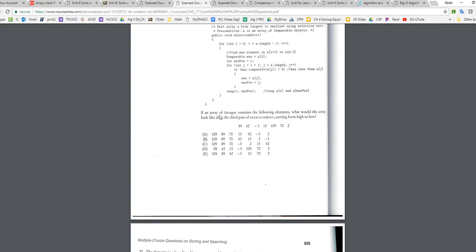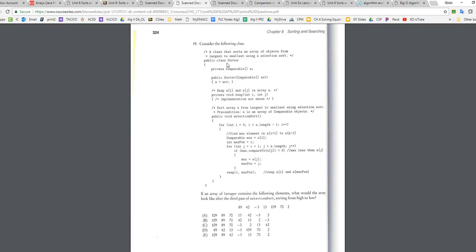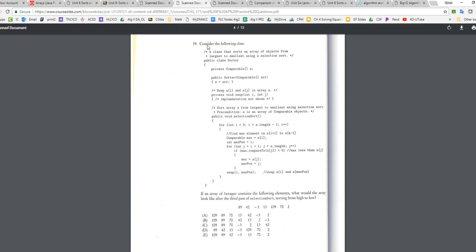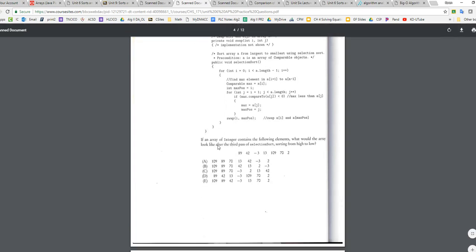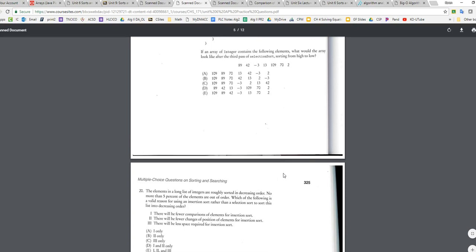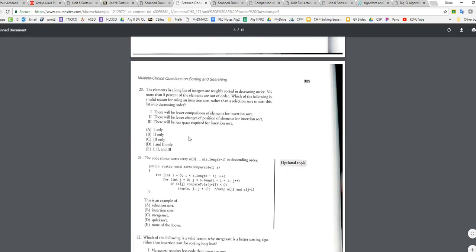a selection sort? And again, you don't have to know all of this code right here, and I don't know if that belongs to the same question or not, but you do have to know how many passes, etc., that kind of question. This one's a good one to look at here.